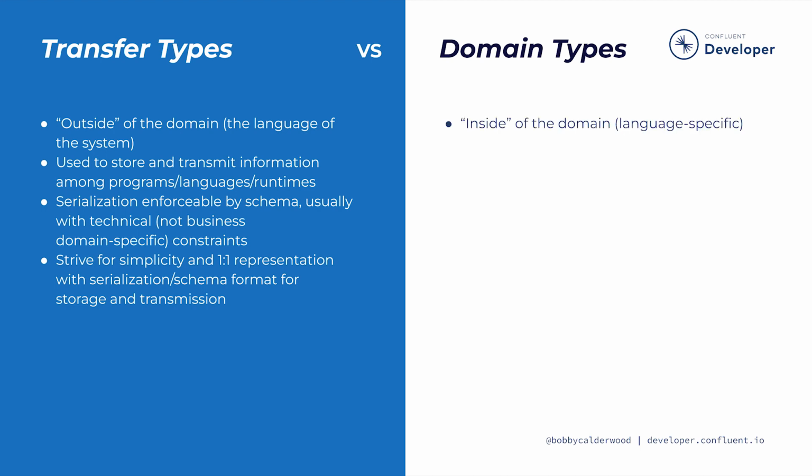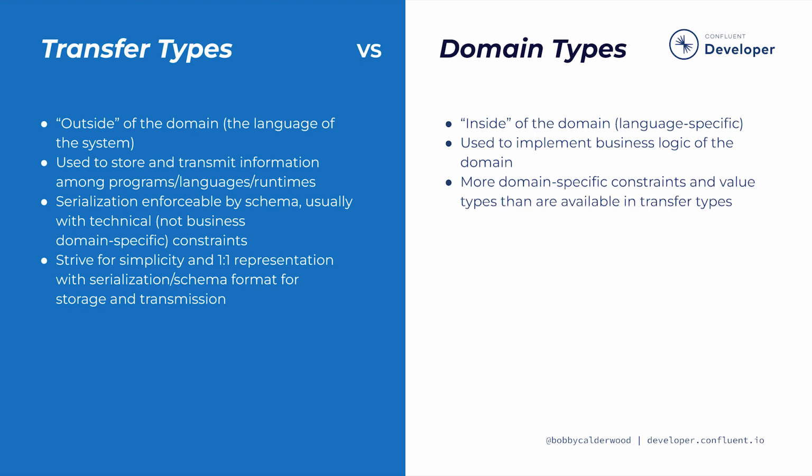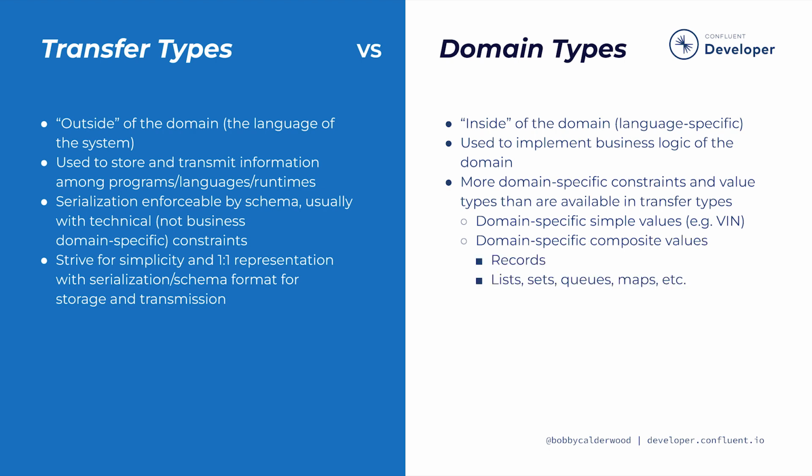Domain types, on the other hand, are used inside of our domain to implement its core business logic, and so are programming language specific. They are constrained in their values and types to model the business domain, rather than by technical considerations like transfer type schemas. We should be able to represent the events and read models, as well as the data types comprising these model components, as domain types in our programming language, using domain-specific simple values like VIN, or vehicle identification number, as well as composite values like records, lists, sets, maps, etc.